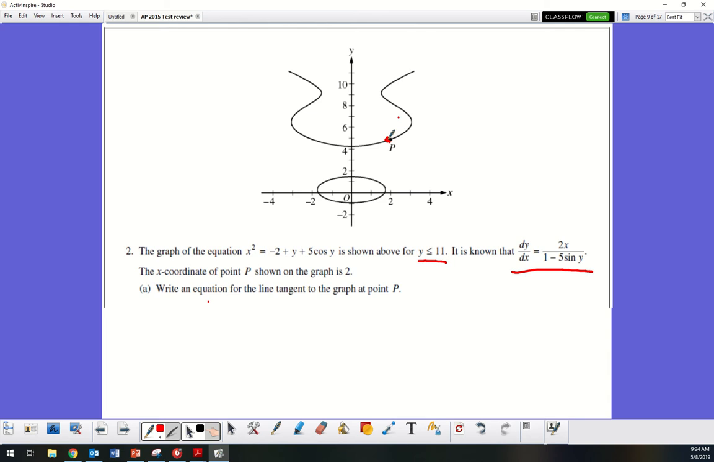How do I figure out the y value? Plug it in the calculator. You have to plug it in the calculator. Yeah, plug it in the calculator. So please do that right now.